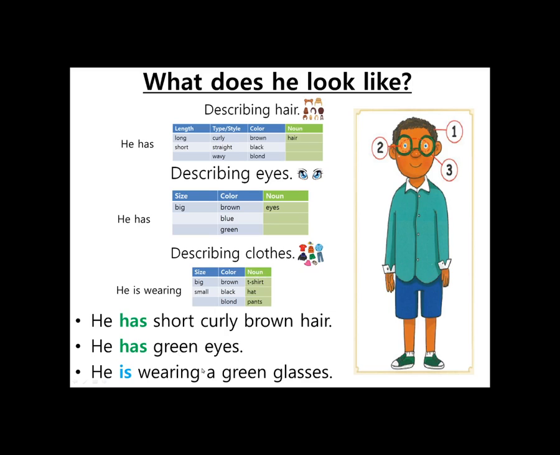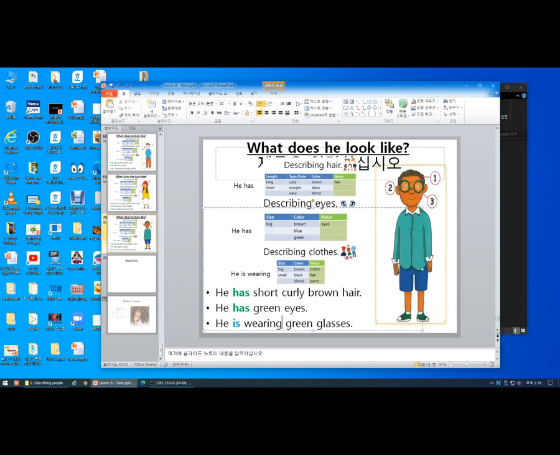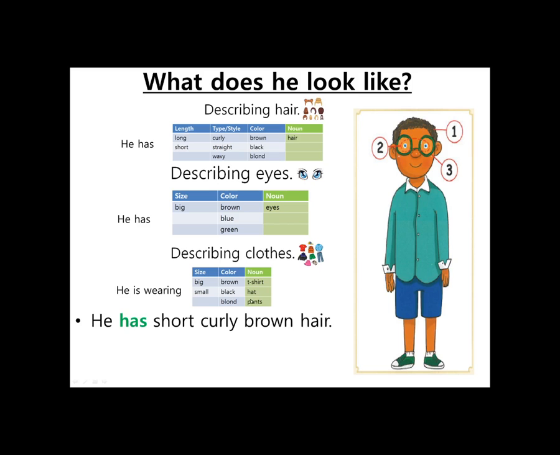Ooh, there's a mistake here. Can you see the mistake? Yeah, see, we have glasses. We call these glasses, not glass. So this is plural, but we have an A here, so we need to get rid of this A. Okay, so he is wearing green glasses, and that is a correct sentence.